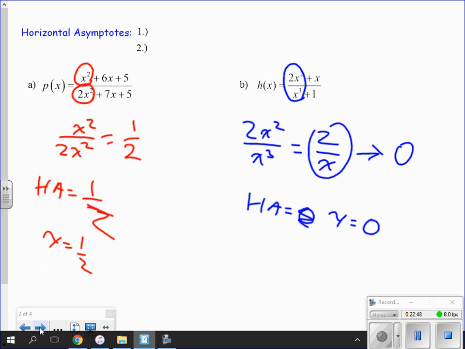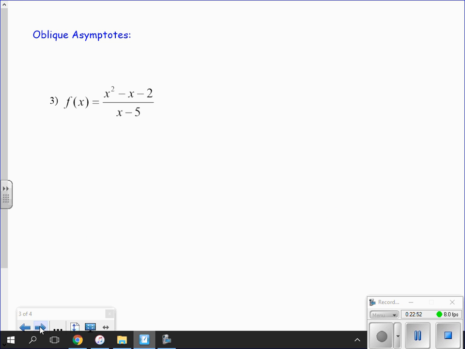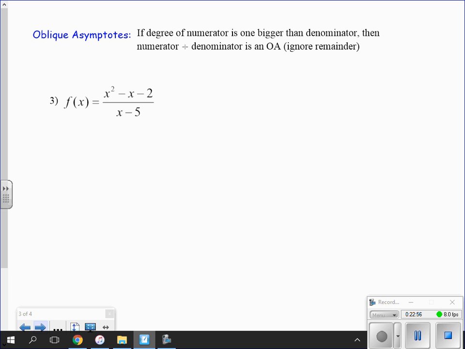Okay. And now we get to the fun one. Oblique asymptotes. And by fun, I mean, well, not so much. Horizontal ones and vertical ones are easy to find. Vertical asymptotes, you look for zero in your denominator. Horizontal asymptotes, you look at the largest power, and if they're equal or if the denominator has a larger power, then you have zero or whatever it reduces down to, looking at just the larger powers. When the numerator has a higher degree than the denominator, then we have an oblique asymptote. Rather than being a horizontal line or vertical line, it is an angled line.